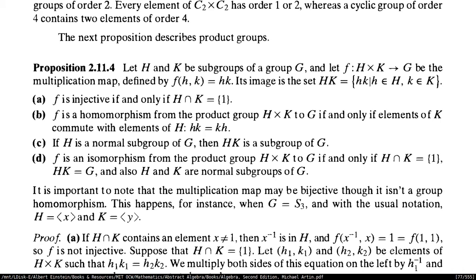Okay, so F is a homomorphism from the product group H cross K to G if and only if elements of K commute with elements of H, right? So F is a homomorphism if and only if the elements from the subgroups commute with each other, right? Now if you have one of these subgroups as normal, so if H is a normal subgroup, then HK, the image, is also going to be a normal subgroup of G.